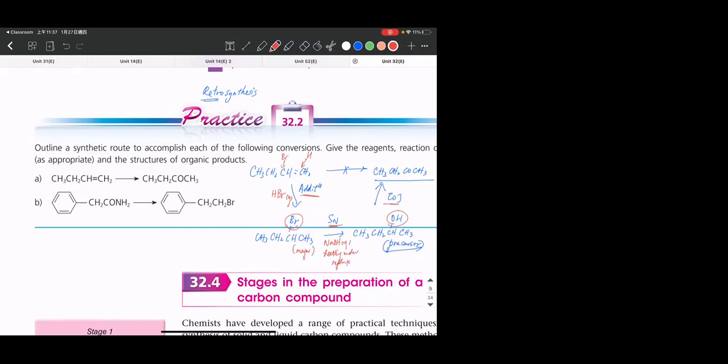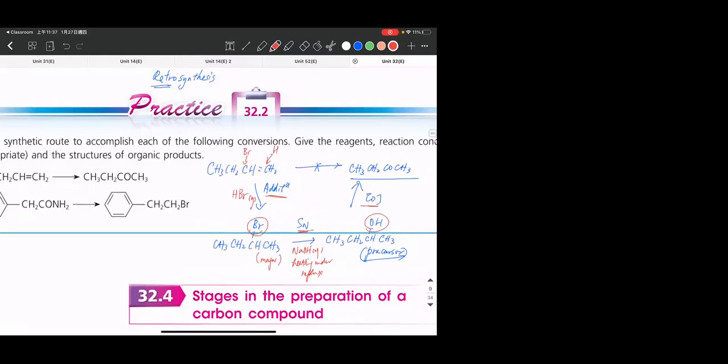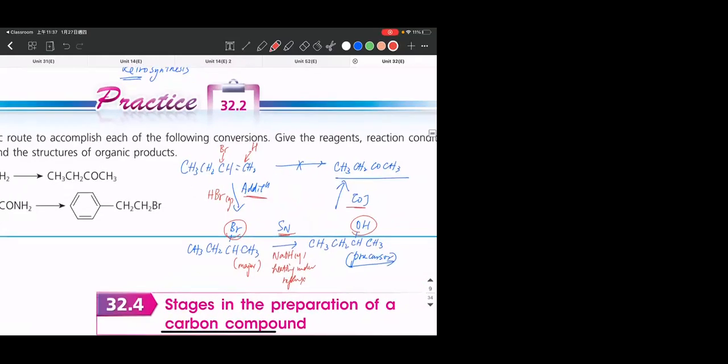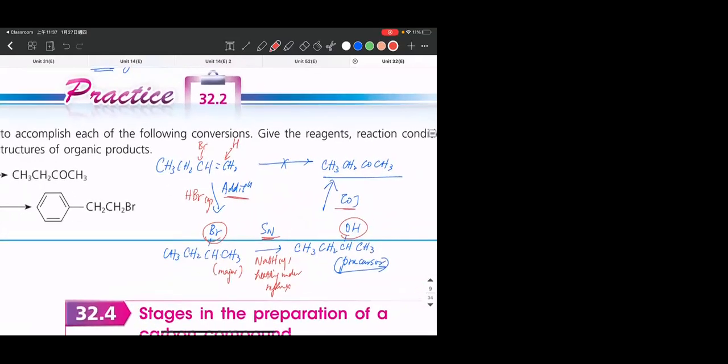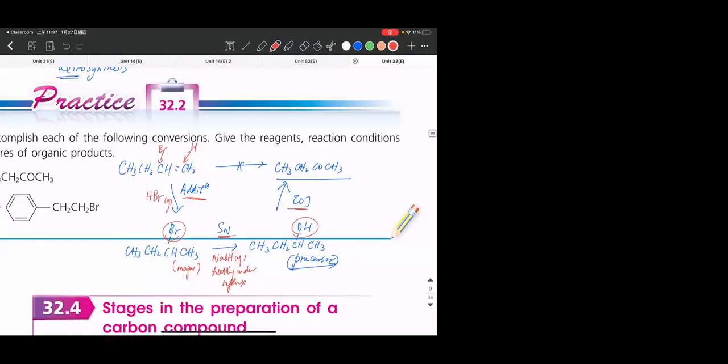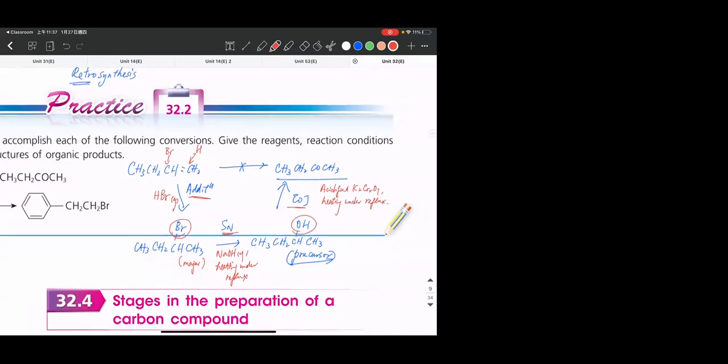The first step, oxidation, is a clue, right? So what would you suggest? Acidified K2Cr2O7, heating under reflux. Is that clear? So the retrosynthesis concept would be something like this.